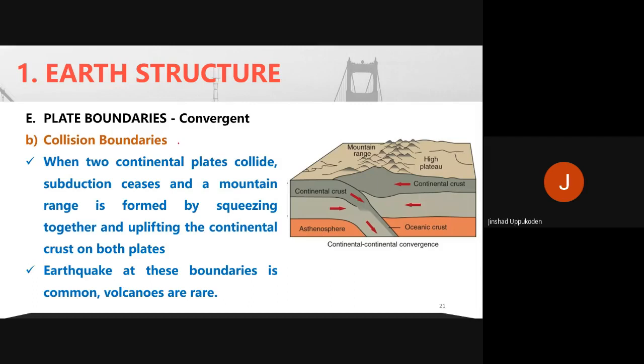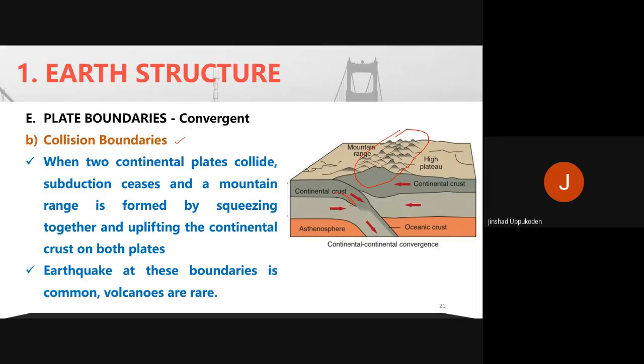The second is collision boundaries. Collision boundaries occur when two continental plates, or when the plates come close to each other near the continents. So as such, you see when two continental plates come to each other, one will get subducted below the other. It's not exactly like getting subducted, but what happens is that a mountainous range will be developed here. Okay, and in this corresponding area, volcanoes rarely exist. Volcanoes as such do not exist under these areas.